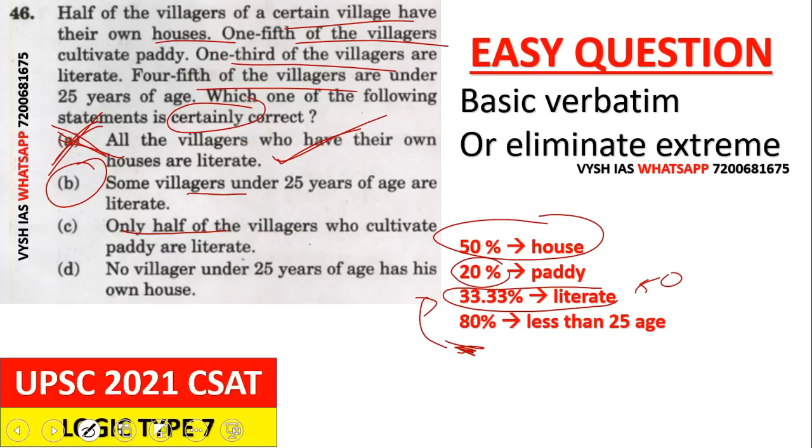They're telling only half of the villagers who cultivate paddy are literate, so what is the guarantee? Only 10% of them may be literate. We don't know, there can be more literate also. So this also we certainly cannot tell. It can be or it cannot be.